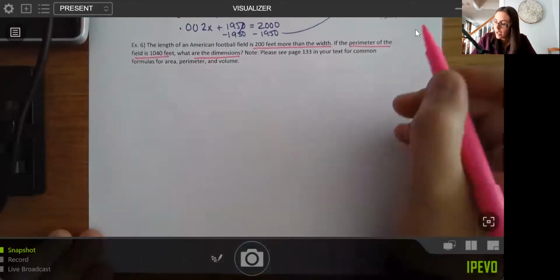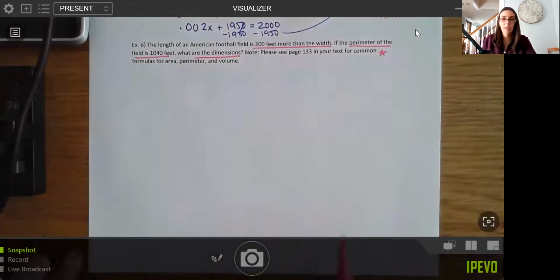So one thing I am going to note here is on page 133 in your text is a really nice chart that has 10 different shapes. So you have squares, rectangles, circles, triangles, trapezoids for your two-dimensional, and then you have the cube, a rectangular solid, so like a box, a circular cylinder, a sphere, and a cone for your 3D shapes. And it does have your beginning formulas there. So you have your perimeter, your area, and your volume for the different shapes. So I do recommend checking out that table.